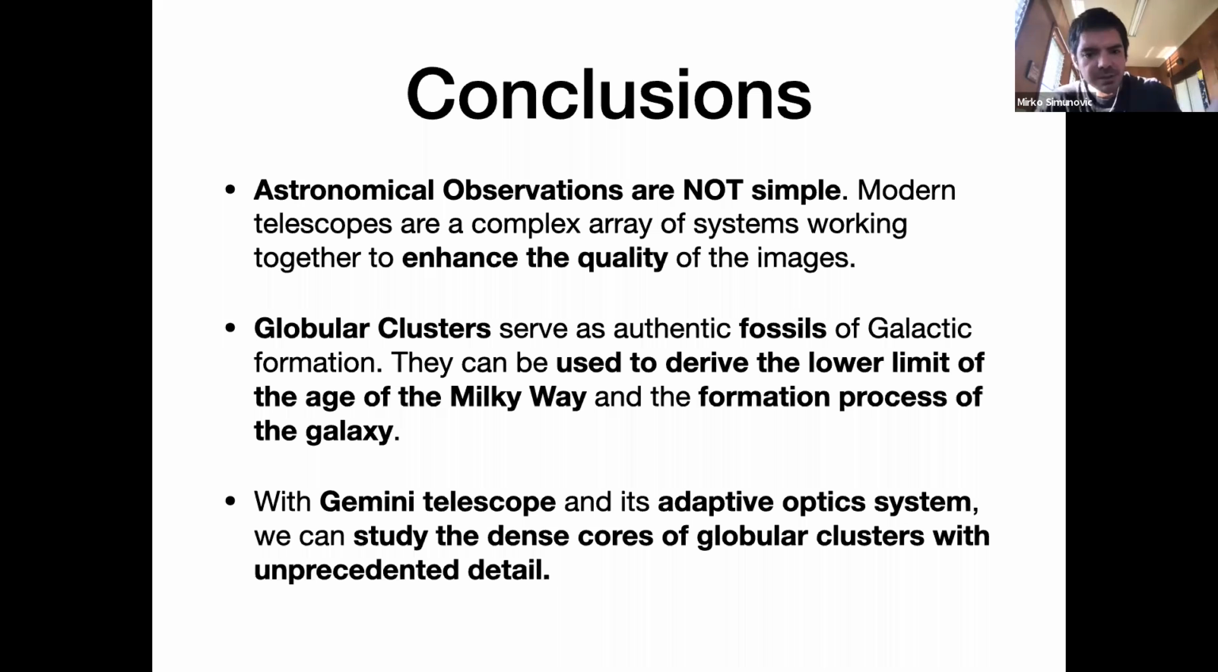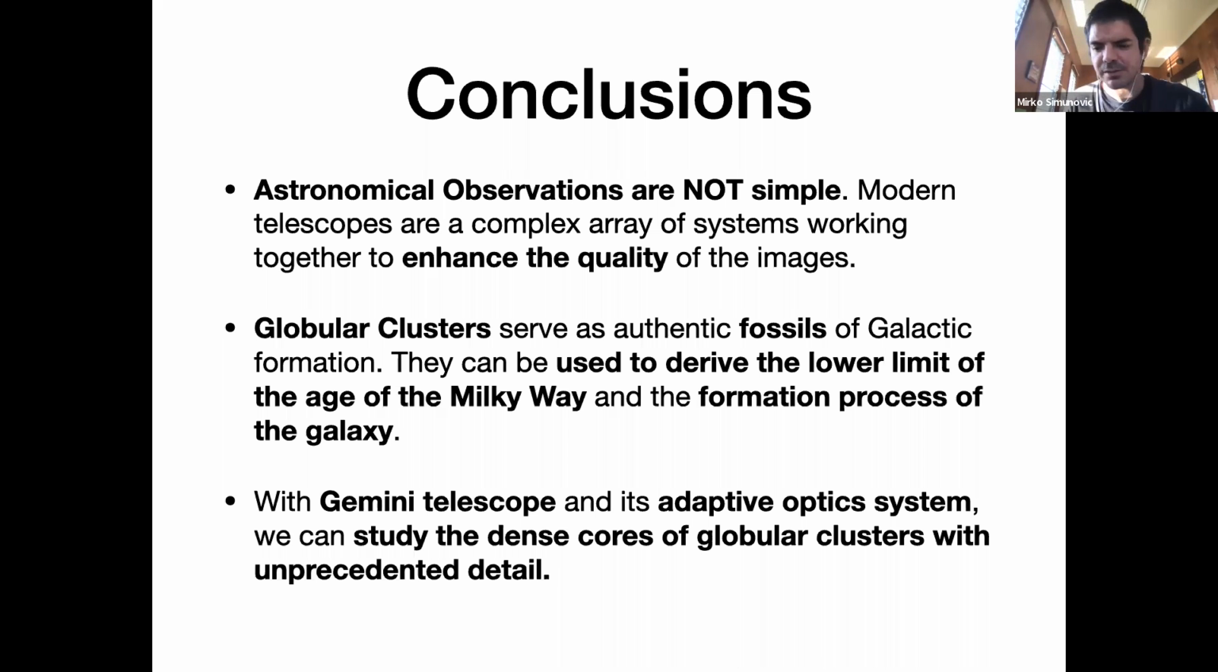And so you can derive things like the lower limit of the age of the Milky Way. Because if a cluster is 14 giga-years old, that means that the Milky Way has to be at least 14 giga-years old. And you can also understand the formation process of the galaxy. That's another reason why globular clusters are important.